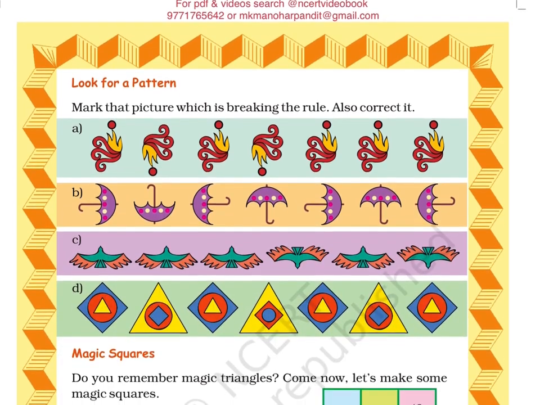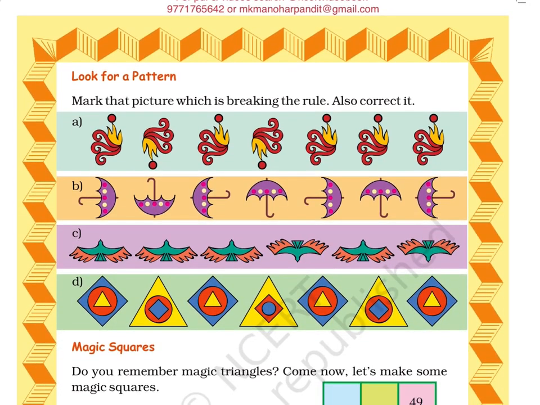Look for a pattern. Mark that picture which is breaking the rule. Also correct it. We have 4 parts A, B, C and D with different pictures, all of them following a pattern rule. You have to identify the one which is breaking the rule and then try and correct it.